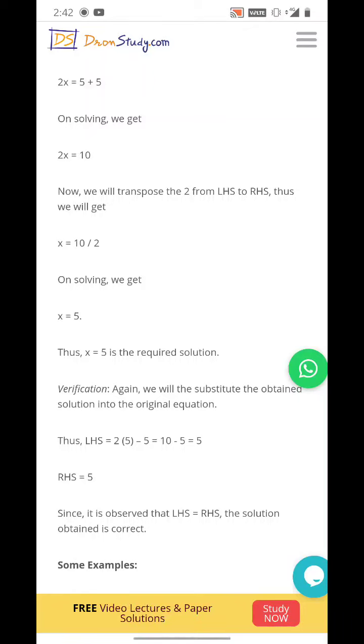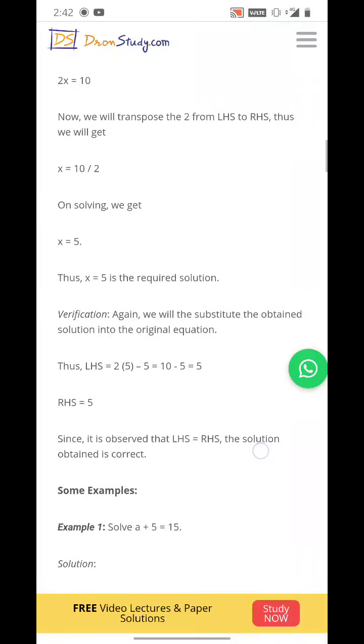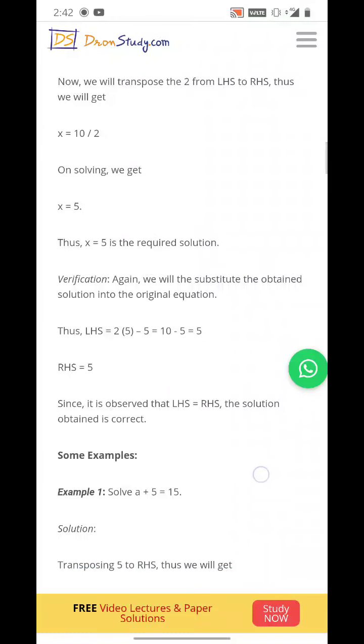For example, when we transpose the 2 from the left hand side to the right hand side, it comes in the division form. So x is equal to 10 by 2, which gives x is equal to 5. So now you have the value of the variable, which is the required solution.